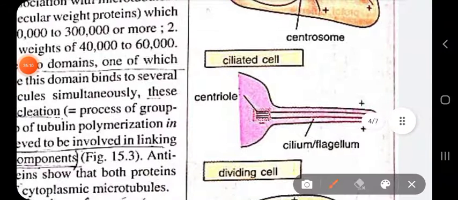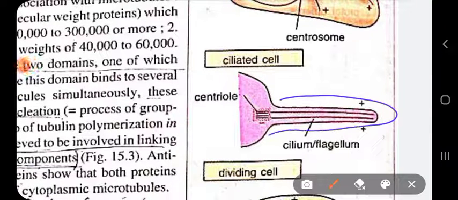This is a type of ciliated cell having cilia. The plus ends are protruding towards the plasma membrane, while the minus ends are located inside.